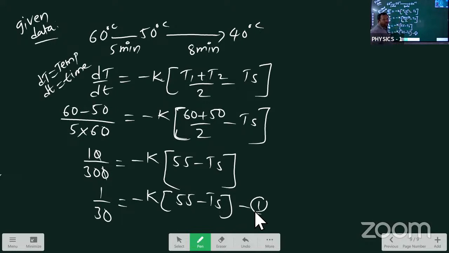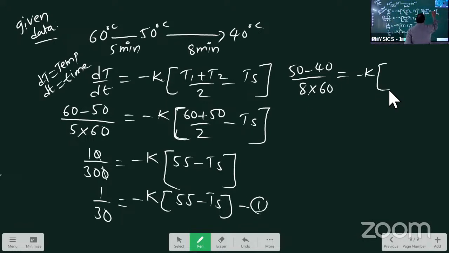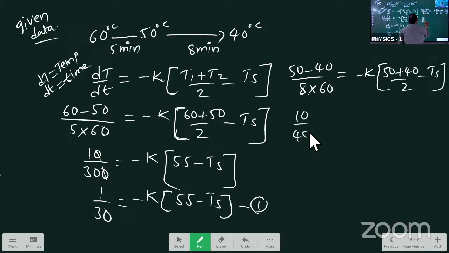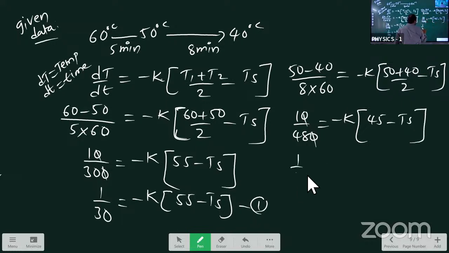In the second case, the formula is the same. 50, 40, so the temperature difference: 50 minus 40 divided by 8 minutes. 1 minute, obviously 60 seconds, equals minus K times (50 plus 40) divided by 2 minus Ts. That gives 10 over 480, and 90 by 2 is 45 minus Ts. The zeros cancel: 1 by 48 equals minus K (45 minus Ts).